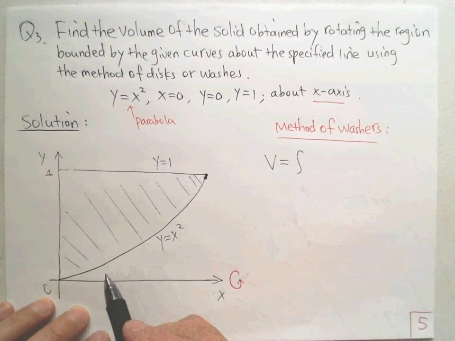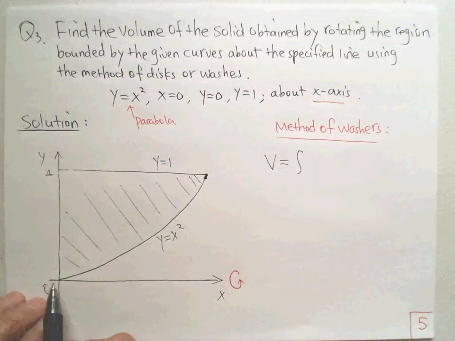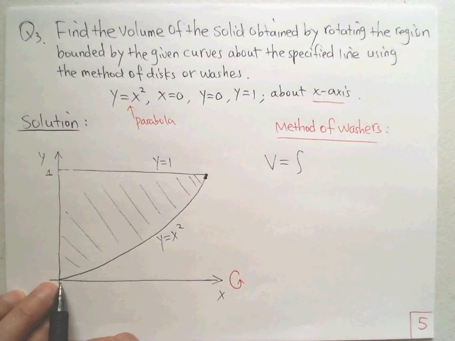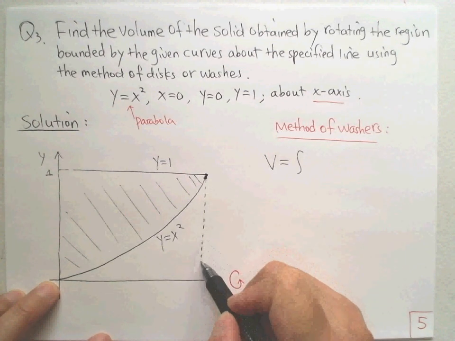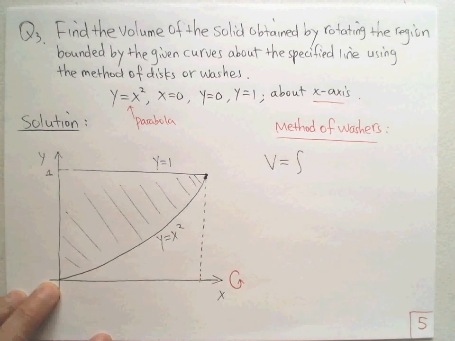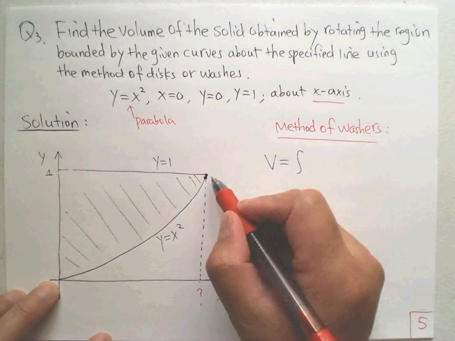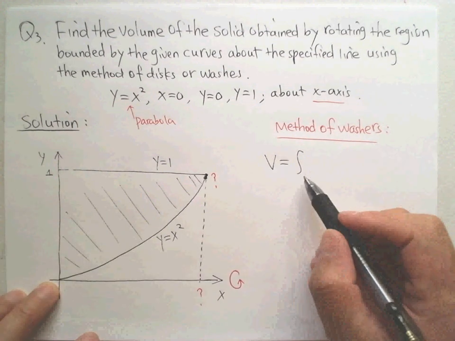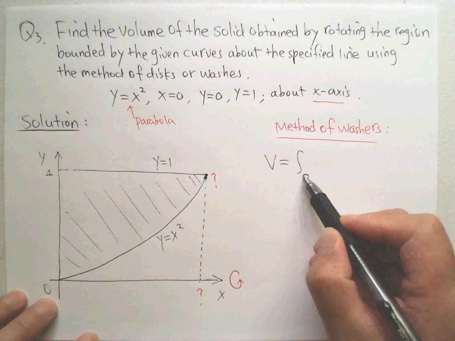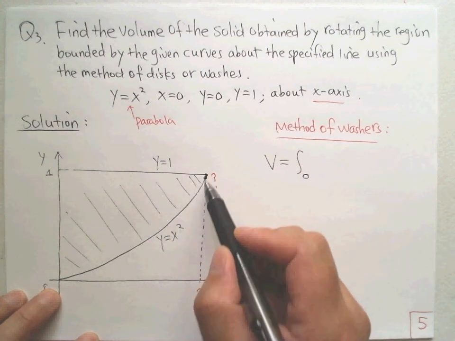I show the formula first. What is the formula? V equals the integration from... okay, so this time, when you rotate it, the left is fixed. But what about the right? We need to find what this point is, and in that way we can determine the interval of integration.